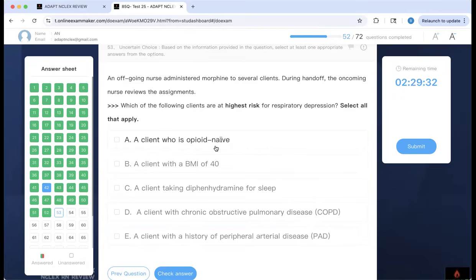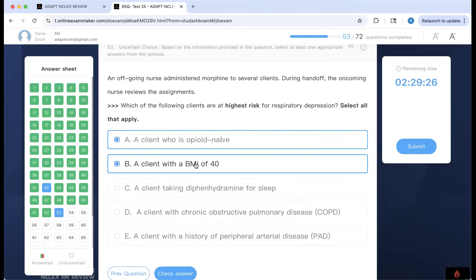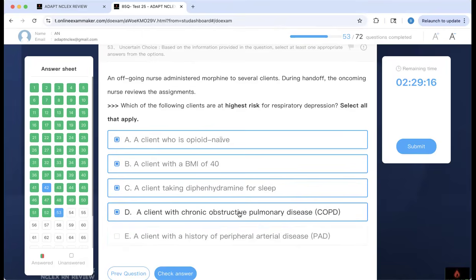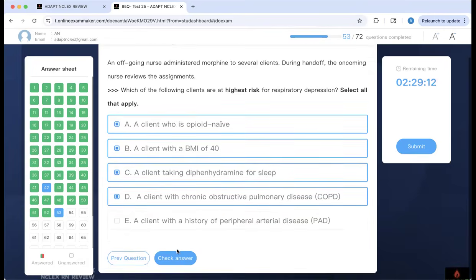I can tell you the right answer. If never taken opioid before, it makes you sleepy, so you may have respiratory depression. Obesity, they may have hypoventilation. If you take diphenhydramine, it depresses your central nervous system too. COPD patient, problem. OSA patient, problem. It has nothing to do with PAD.